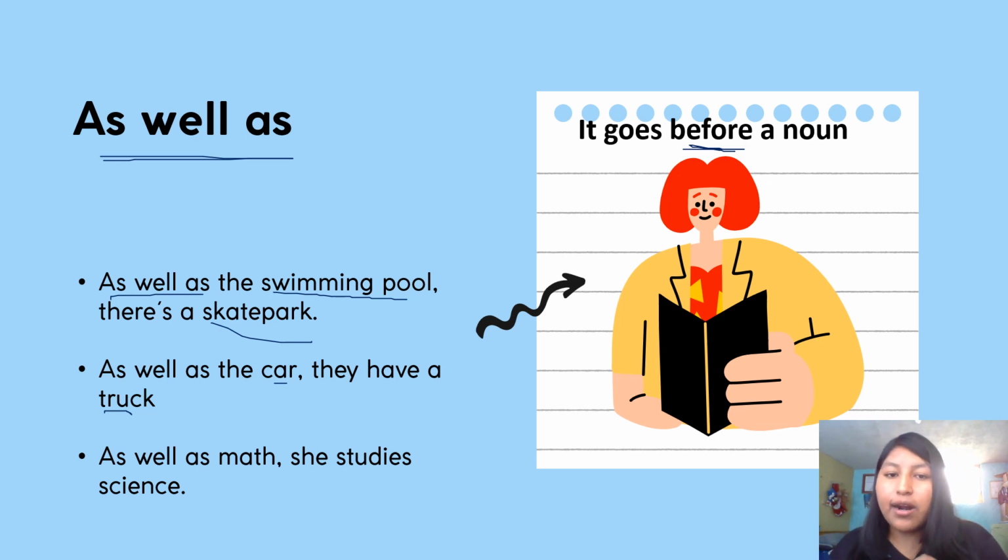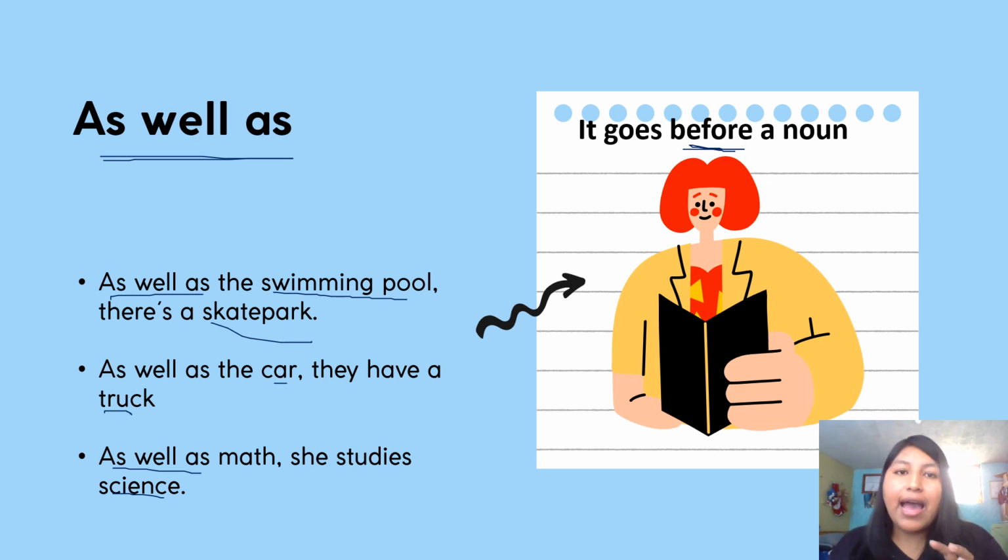As well as math, she studies science. Además de matemáticas, estudia ciencia. So you can say, as well as taking care of my dog, I make the bed. Además de cuidar al perro, tiendo la cama.